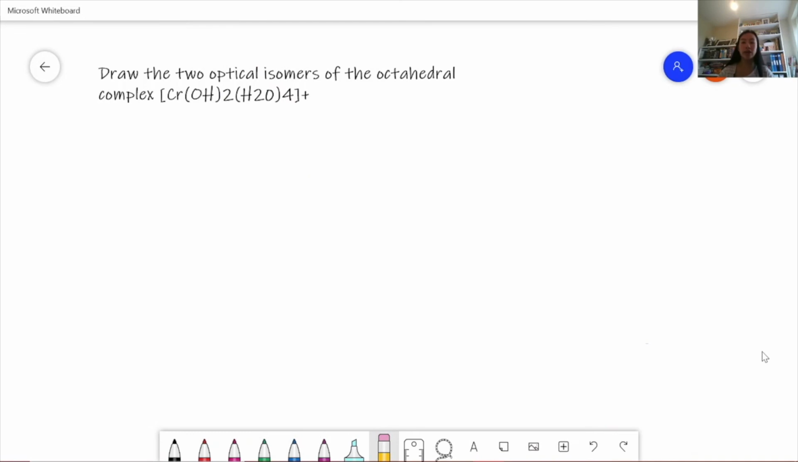So now we're going to look at another question, and it's to draw the 2 optical isomers of the octahedral complex Cr(OH)2(H2O)4+. And so for the first one, we can just draw it however we like. So we start off with the chromium ion in the middle, and then because we've got 6 ligands all together and they're all monodentate, meaning they all bond with a coordinate bond to this chromium once, that means that we have 6 bonds to the chromium and it's got a coordination number of 6, and so we can confirm that it is an octahedral complex.